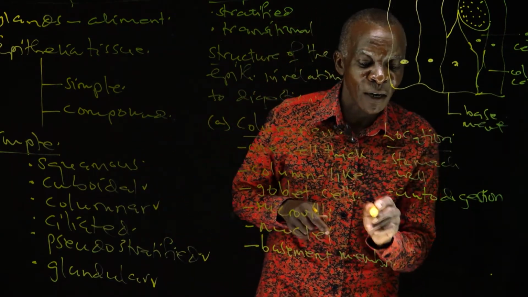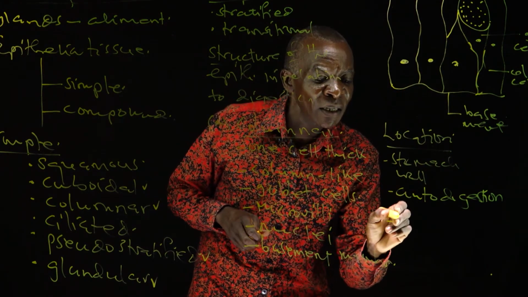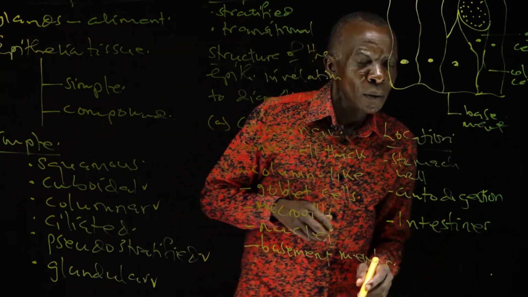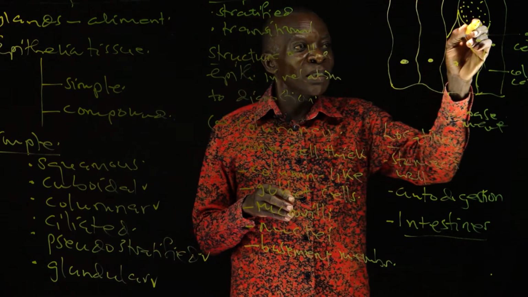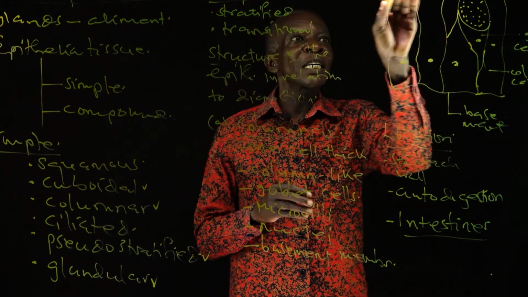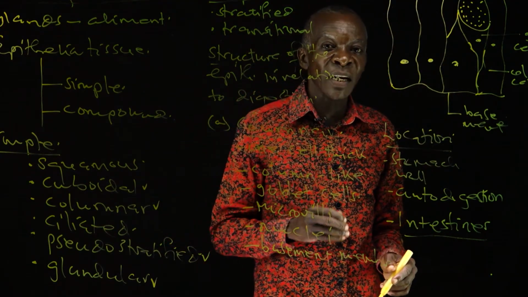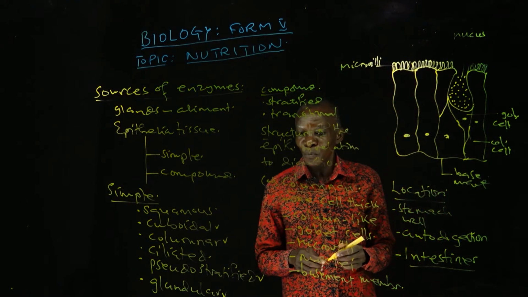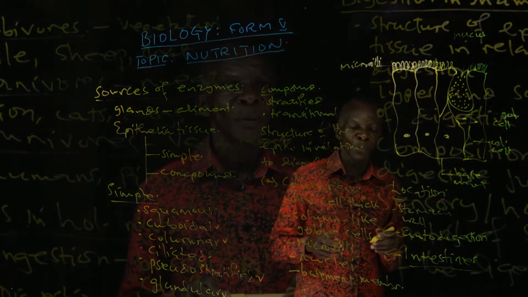Apart from the stomach, this tissue is also located in the intestines. In the intestines again, the mucus prevents self-digestion, but the brush border, I mean the microvilli, increases the surface area for absorption and secretion. That was columnar epithelial tissue.